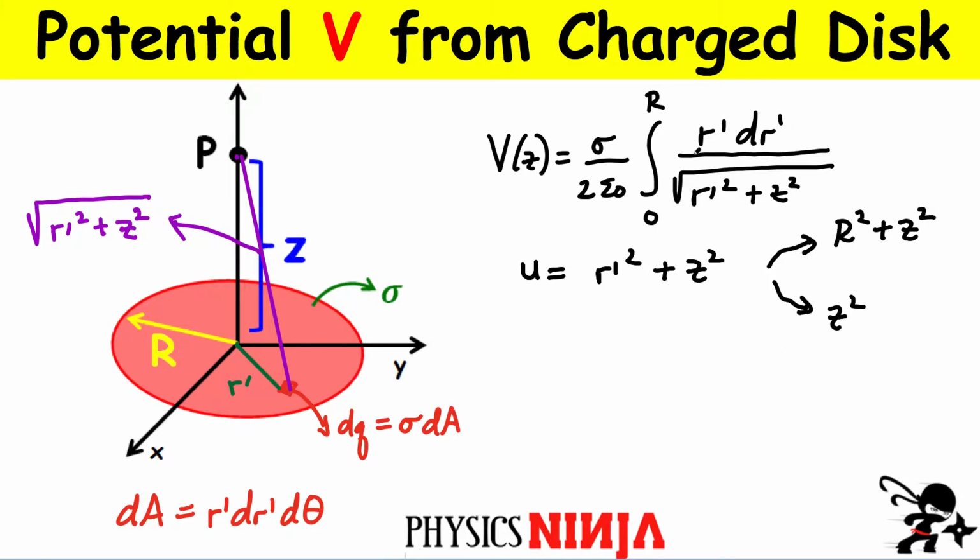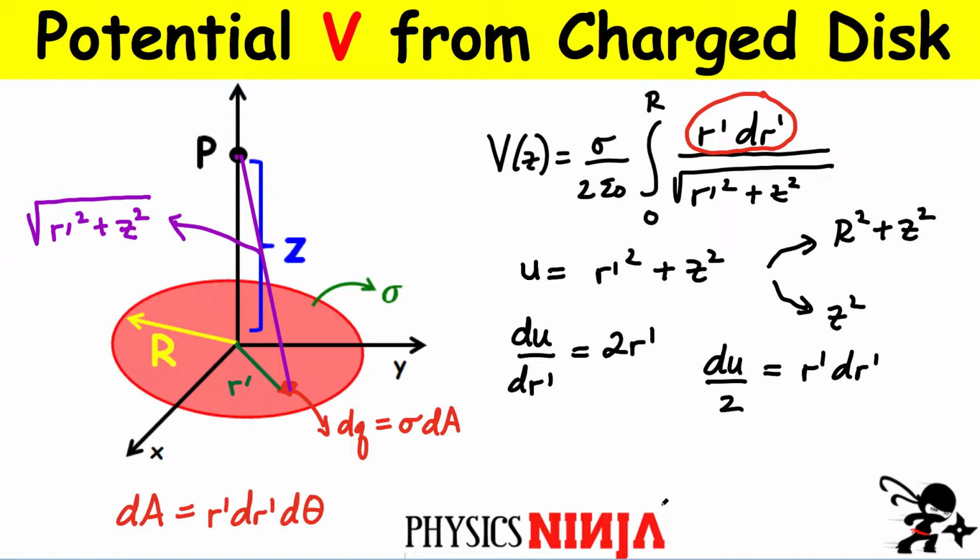The other thing I have to do now is differentiate this. That means du, if I differentiate with respect to r, the second term just acts as a constant because I'm not differentiating with respect to z. What you're left with is simply 2 r prime. That doesn't quite look like the top term, so we have to rearrange it a little bit. If you rearrange it, you'll find that r prime dr prime should be equal to du over 2.